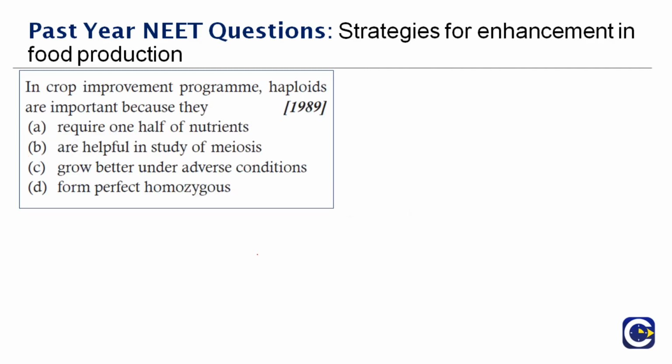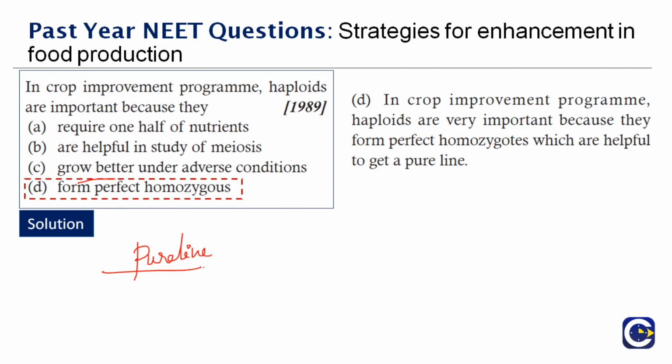Next question here. In crop improvement program, haploids are important because they dash. Haploids are very important actually. Why? Is it they require half of the nutrients? Wrong. Are they helpful in the study of meiosis? Wrong. They grow better in adverse conditions? Wrong. They form a perfect homozygous. In crop improvement program, haploids are very important because they form a perfect homozygous, and therefore it is helpful to get a pure line. What is the ultimate requirement in the end? We need a pure line, right? And that capability comes from these haploids. Therefore, the right answer to this question is option D, to form perfect homozygous.